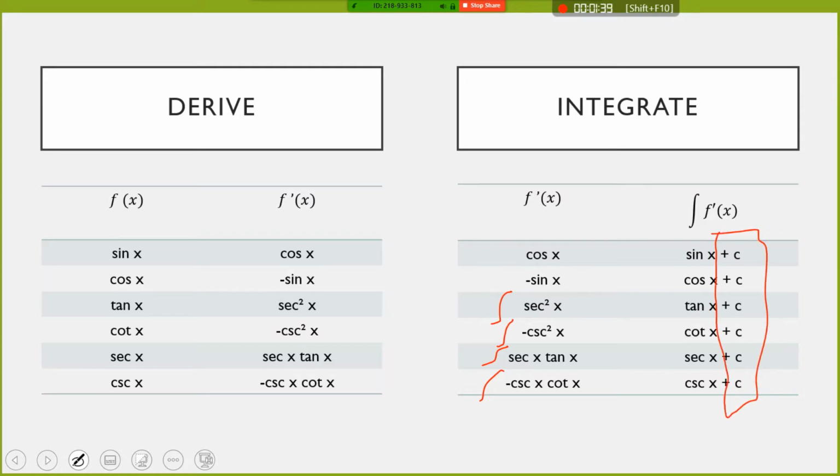are because we have no way of knowing if there was a constant here. If I derive the sine of x plus 4, I would still get cosine. If I derived sine of x plus 47, I would still get cosine. So because there's no way of knowing whether there was a constant, we'll need to have a plus c on everything that we integrate as long as there's no bounds.